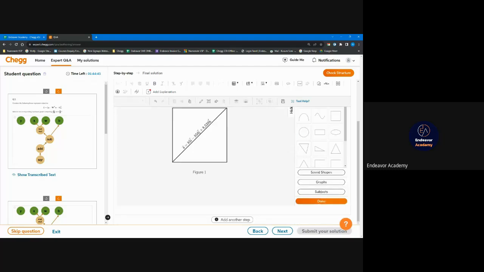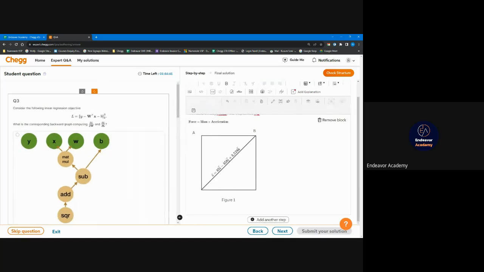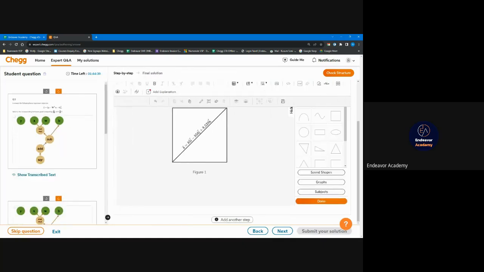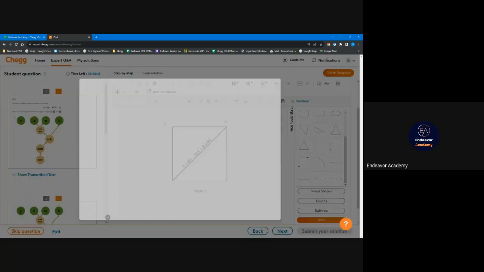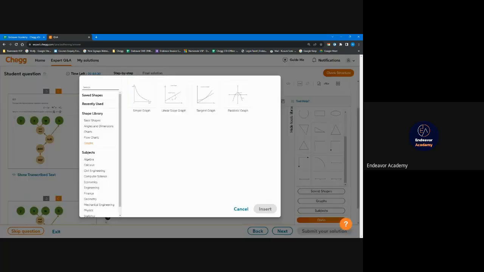If I am done, I will click here done. The diagram will be inserted into my solution. So this is about the basic diagrams. But you can see there are many options, like this is the graph. If I want to insert the graph, I can click on this graph button and it will help me with pre-drawn graphs: simple graph, linear graph, tangent, parabolic, I can insert.